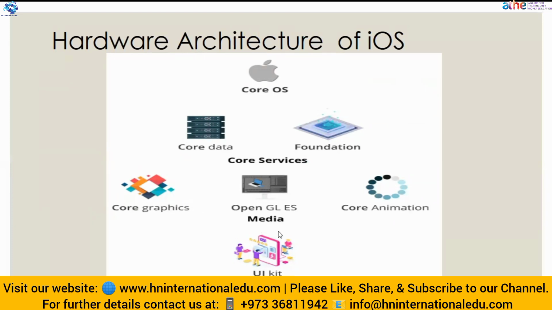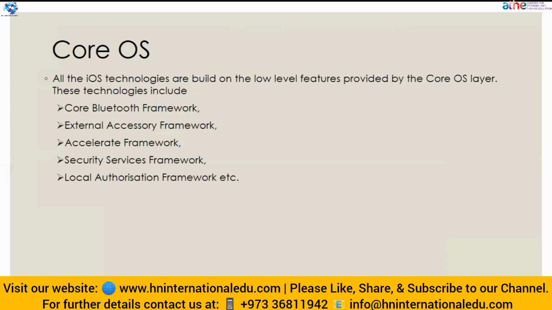Then you have the media layer, and then you have Core Touch, in which you have the User Interface Kit. So this is the architecture of Android and iOS applications. Now one by one we will see each layer. First of all is the core operating system.